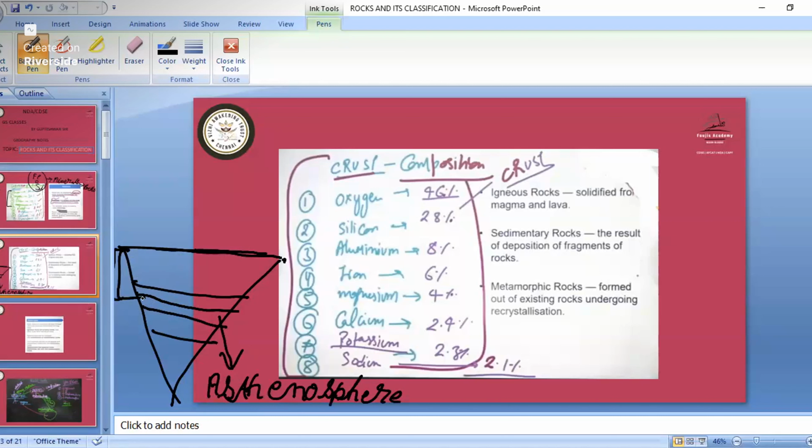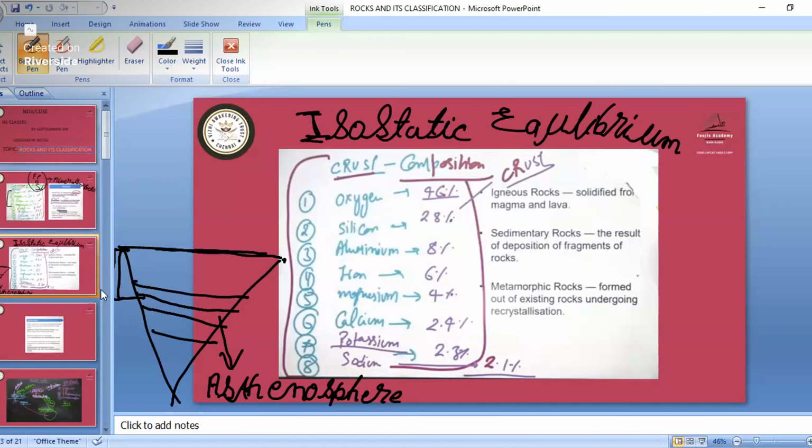Our whole earth crust is on top of the asthenosphere. The one concept you must know is isostatic equilibrium. We will study isostasy in the mountain part. Our earth crust maintains equilibrium on this molten, highly viscous part that is neither liquid nor solid. You can take it as liquid, and on that our whole earth crust stays.